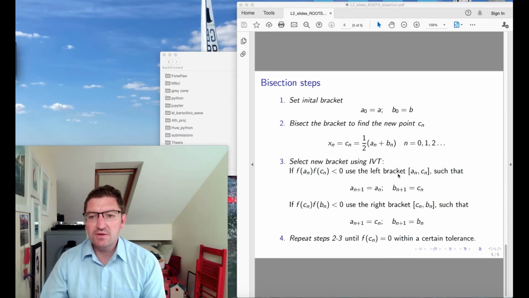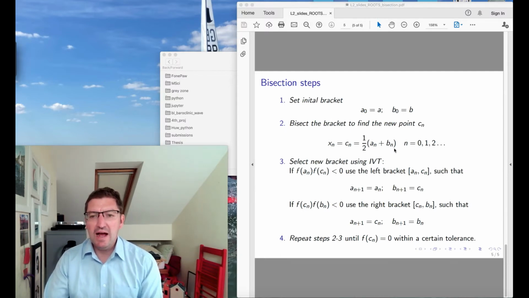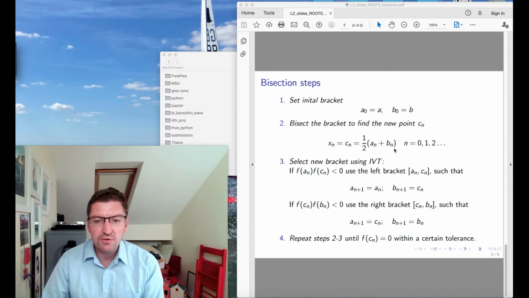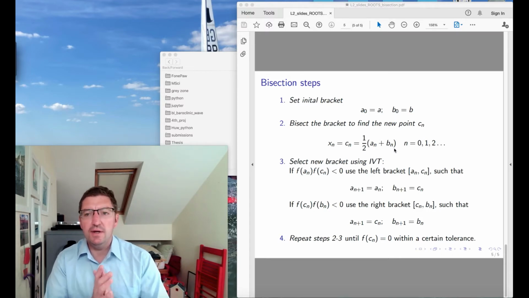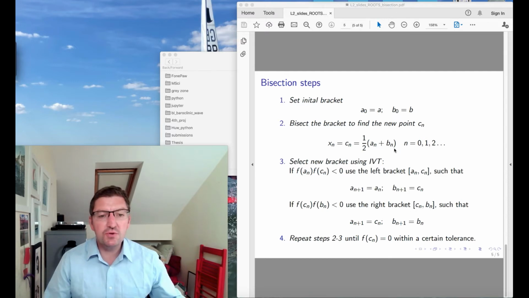And bisection is a specific example. We start with an initial bracket and we have the distance each time, and then we discard the bit that doesn't satisfy the intermediate value theorem. Okay, so that's where we got to last time, and what I want to do today with you is go through some initial convergence analysis of this method.